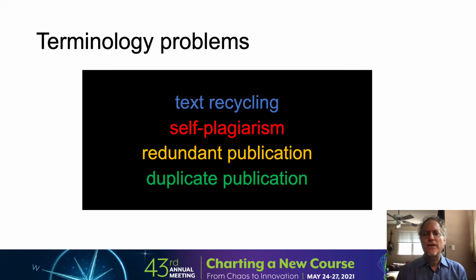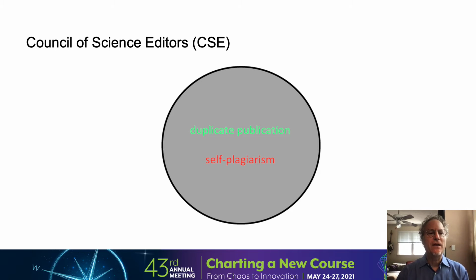There are problems with the terminology that's currently used to discuss text recycling in policies, guidelines, contracts, and in scholarship. Here are the four most commonly used terms: text recycling, self-plagiarism, redundant publication, and duplicate publication. These terms are used in rather contradictory ways, depending on whose documents you're looking at, and even changing over time within the same organization. For example, the Council of Science Editors uses duplicate publication and self-plagiarism as synonyms.